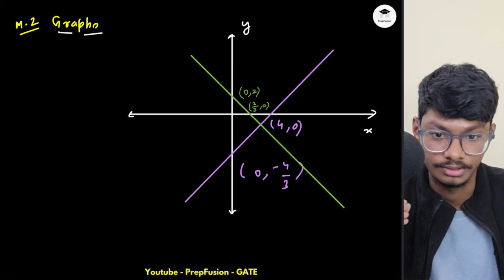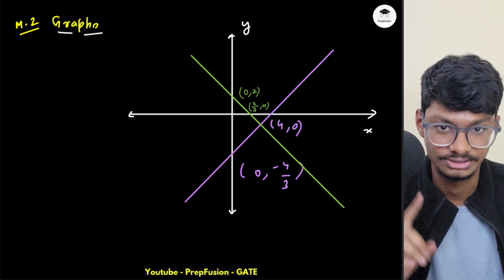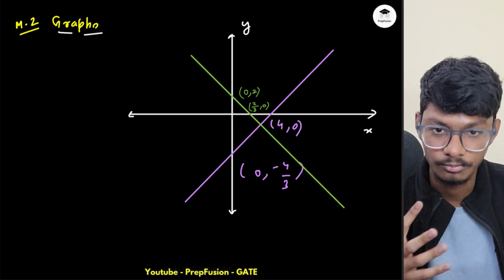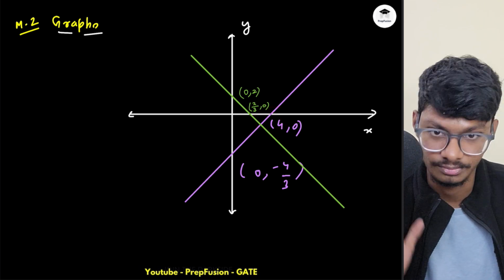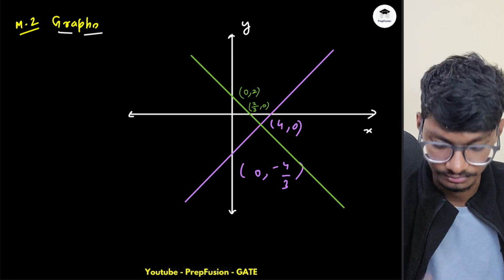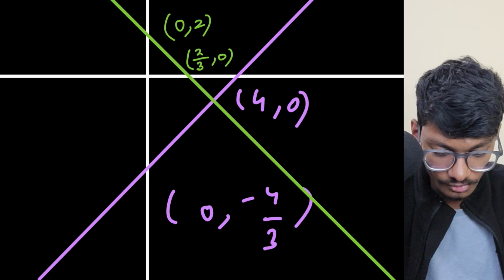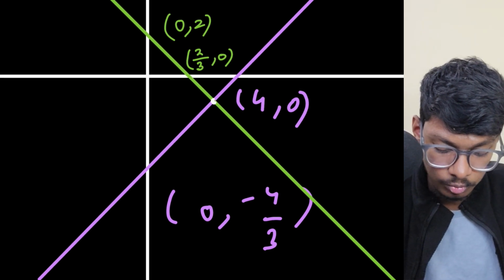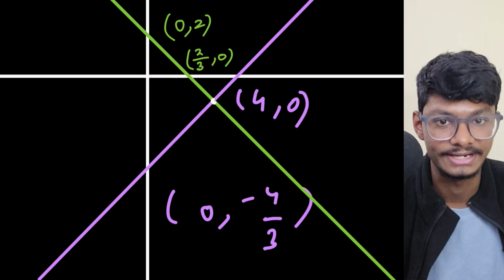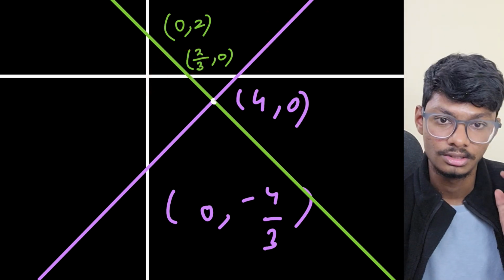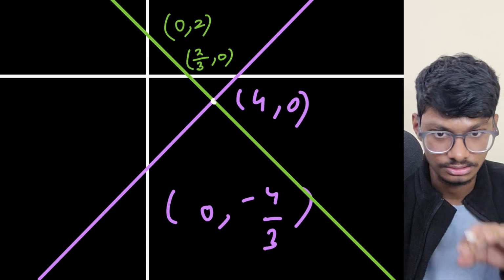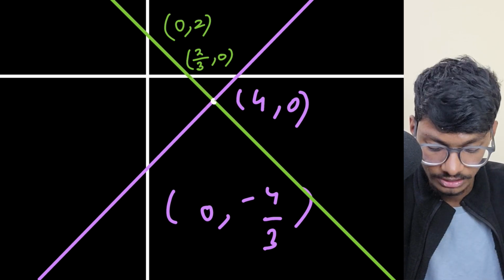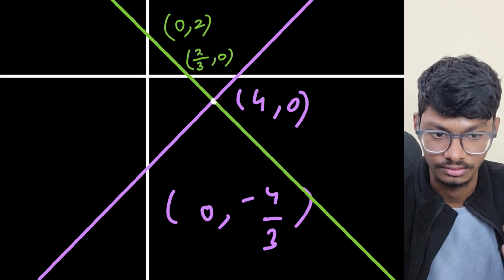Now what do you observe here? You observe there is some intersection. The point at which these two lines meet is known as the solution of this particular system of equations, because this is the point at which both of these equations are satisfied. That is what we mean by solution visually.